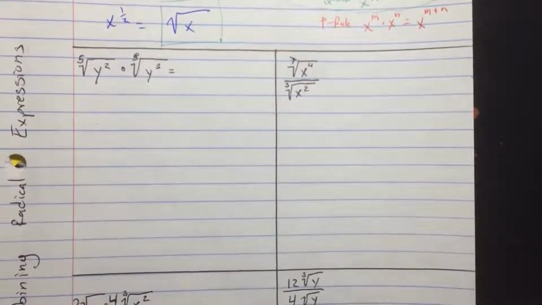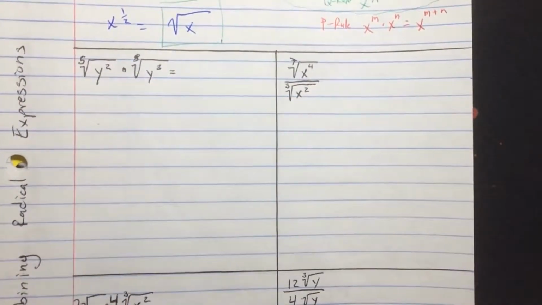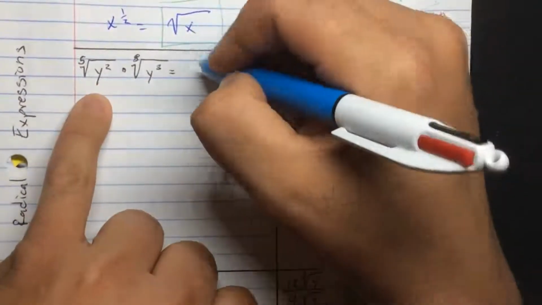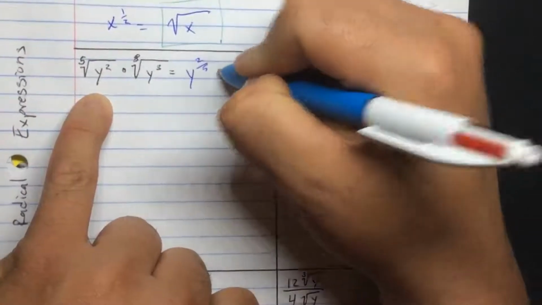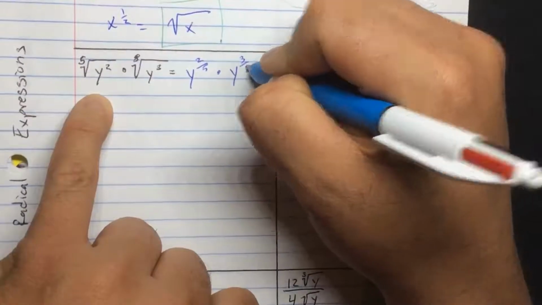This is part 2 of Foldable number 3. For this one, we're going to be combining radical expressions once again. And we have the 5th root of y squared times the 8th root of y cubed. So we're going to go ahead and write this in exponential form. So we have y to the 2 over 5 times y to the 3 over 8.